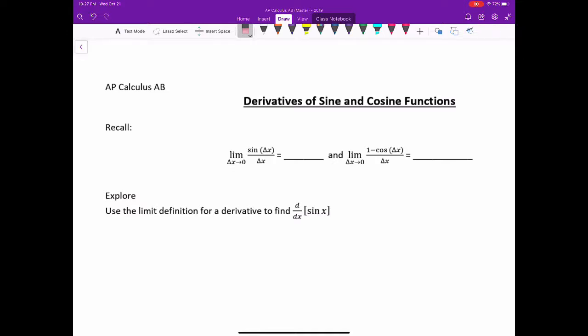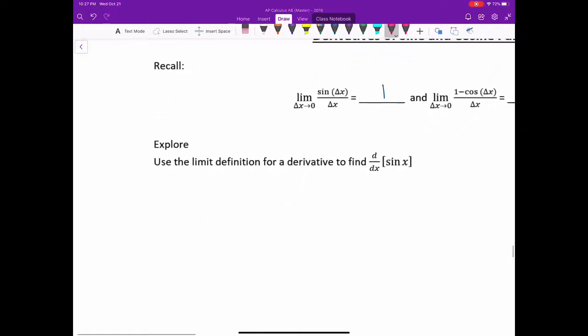The limit as delta x approaches 0 of sine of delta x over delta x, or you could also say x approaches 0 of sine x over x, or h, whichever you want to pick, is going to be 1. That's review from the limit unit. And then for the other one, which was a corollary to this theorem, that's equal to 0. We're going to need that a little bit in our derivatives here.